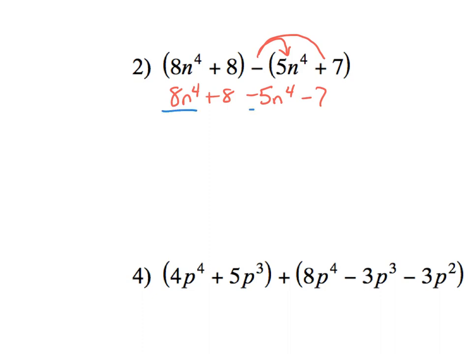8n to the 4th would combine with negative 5n to the 4th and give me 3n to the 4th. Positive 8 and negative 7 would combine to give me a positive 1. And this is my answer simplified.